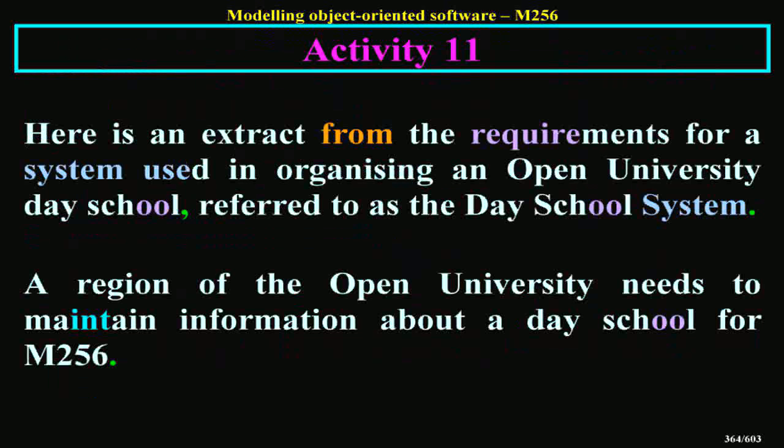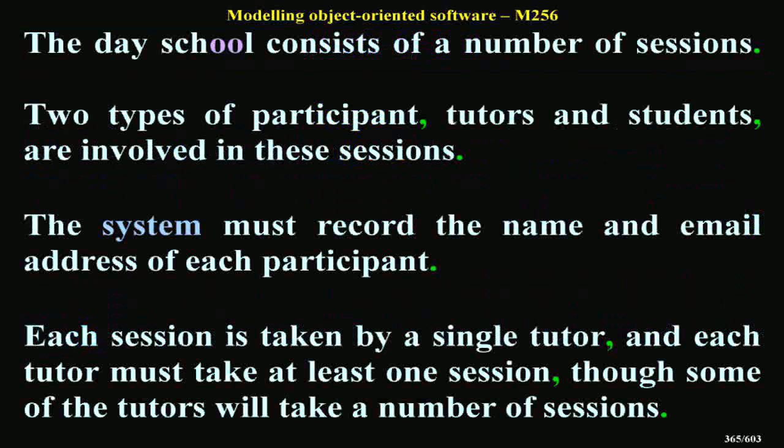Activity 11. Here is an extract from the requirements for a system used in organizing an Open University day school, referred to as the day school system. A region of the Open University needs to maintain information about a day school for M256. The day school consists of a number of sessions. Two types of participant, tutors and students, are involved in these sessions.